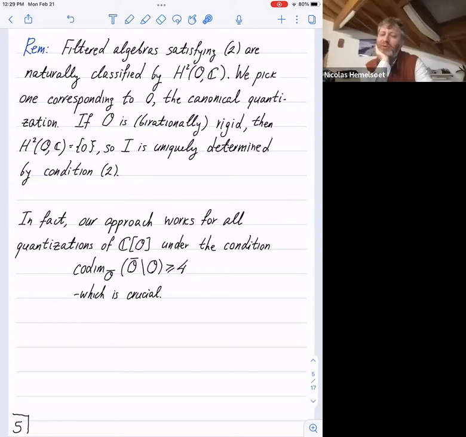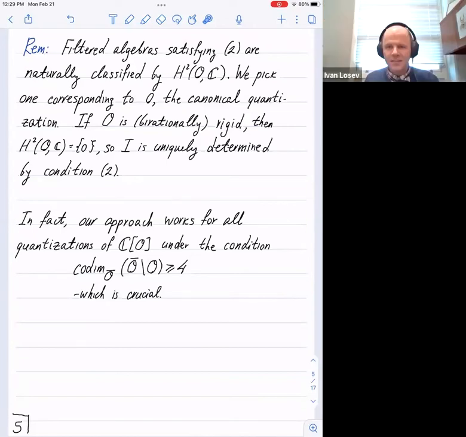Okay. I'm sorry, I'm confused. I'm just probably missing something. Suppose O is the regular nilpotent orbit. Yes. Then second cohomology is 0, right? Cartan.